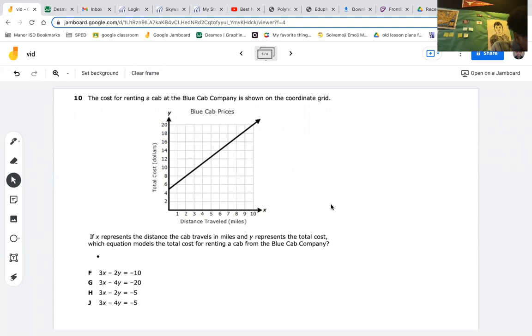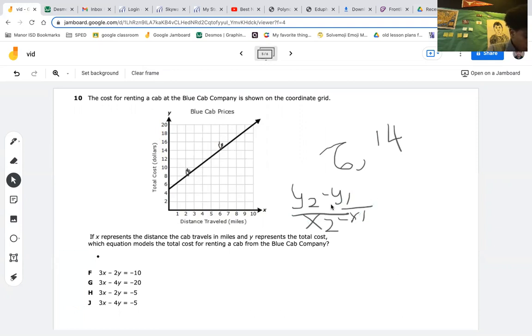So two you could use are this 2, 8, and then this one here, 6, 14. 2, 8, 6, 14. If you're going to do it the old-fashioned way, the formula is y2 minus y1 over x2 minus x1, and you don't have to remember that formula. It's going to be given to you on the formula chart.